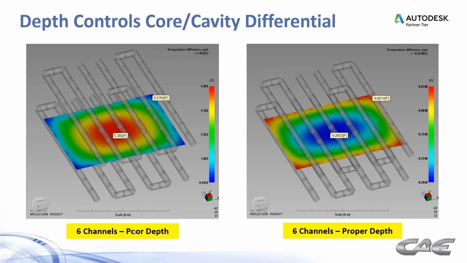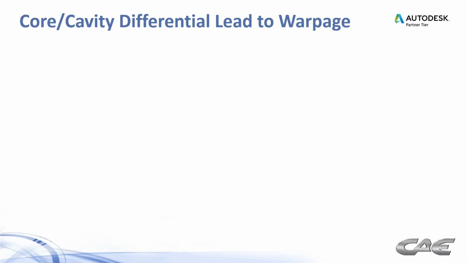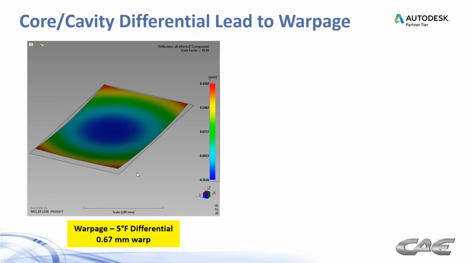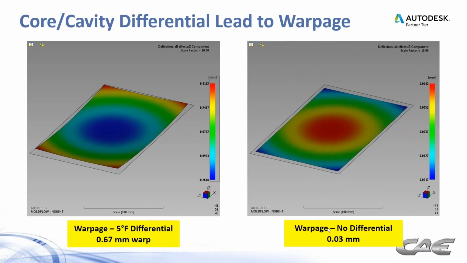So with poor depth, you see a temperature differential. With proper depth, you see that temperature differential go away. And it's not always going to be right next to 0 there, but you get as close as you can, right? And then to my point earlier about warpage, you see even with a 5-degree temperature differential, you see that amount of warpage, and you improve that down to near nothing for a flat plate.